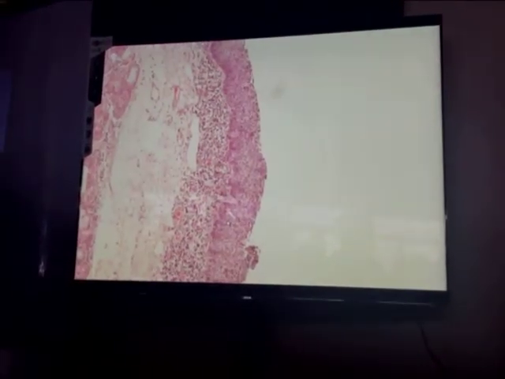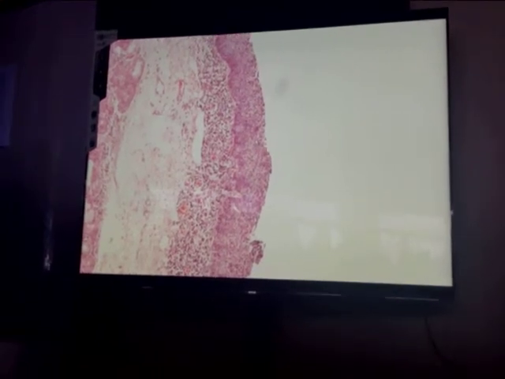Now, what happens to the epithelium of that bronchus? Is it still respiratory type? What type of epithelium can you identify? Stratified squamous epithelium. How do you call that change, from one type of epithelium to another type of epithelium? Metaplasia.